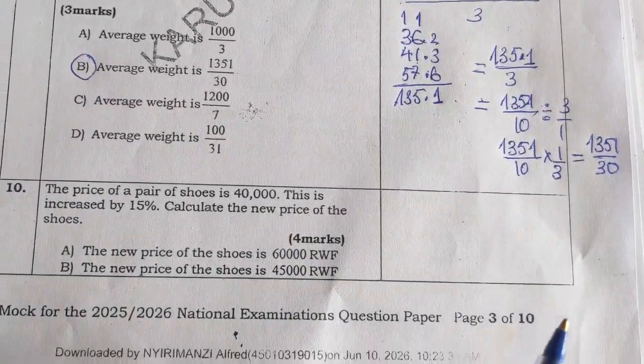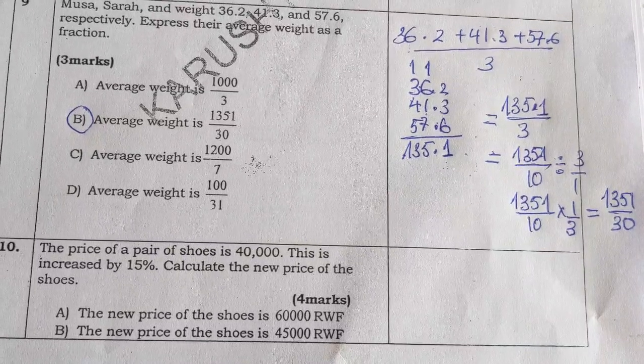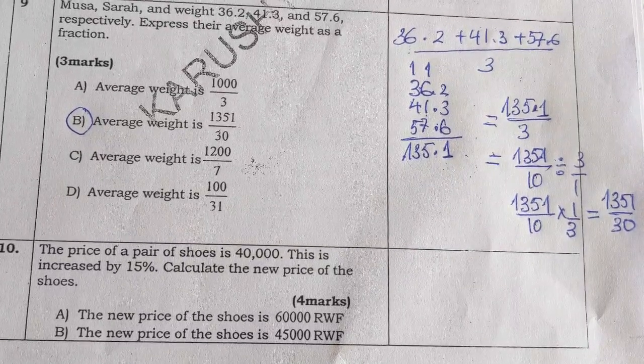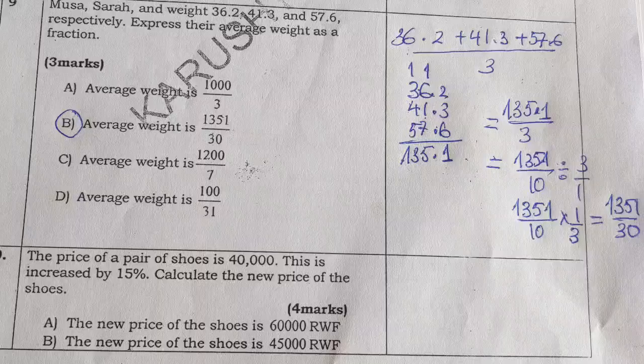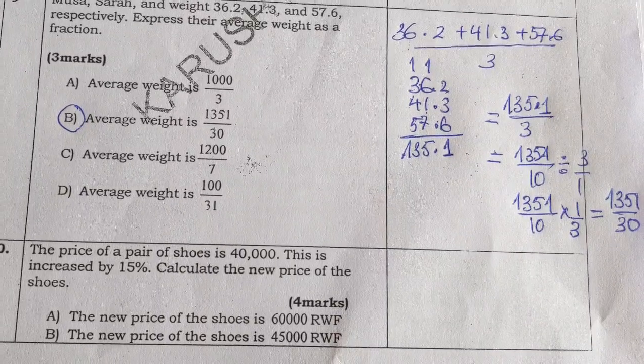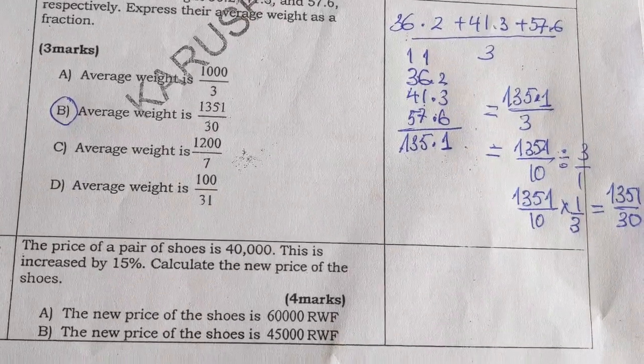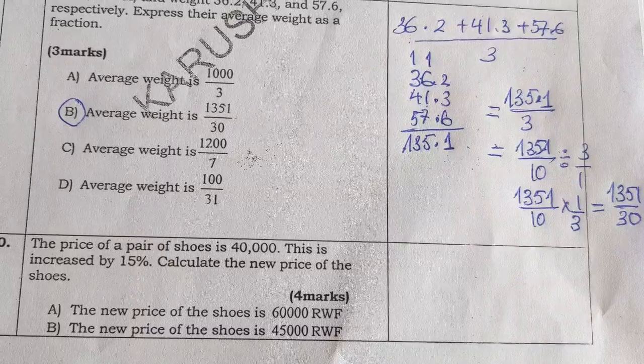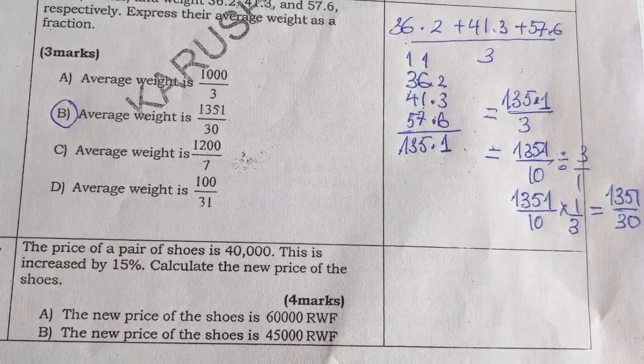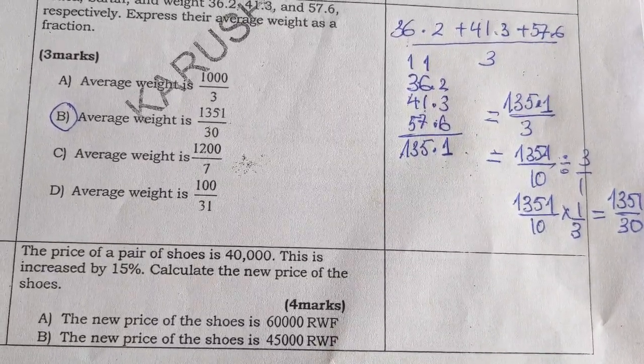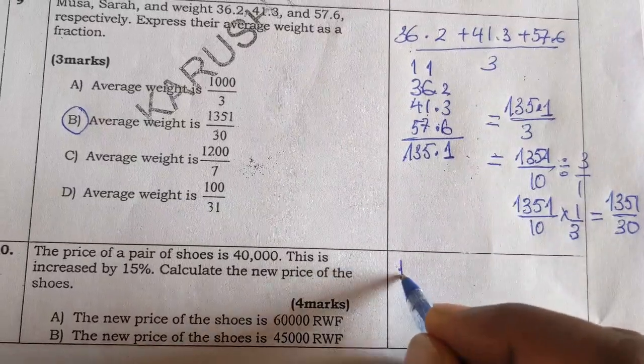Then here we have a question which says the price of a pair of shoes is 40,000. This is increased by 15%. Calculate the new price of the shoes. Here we are asked to increase.